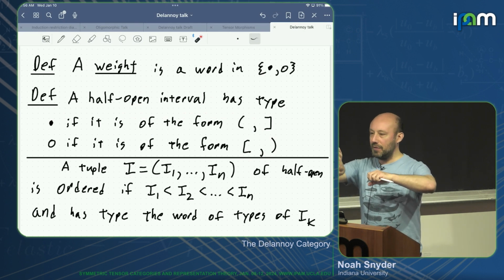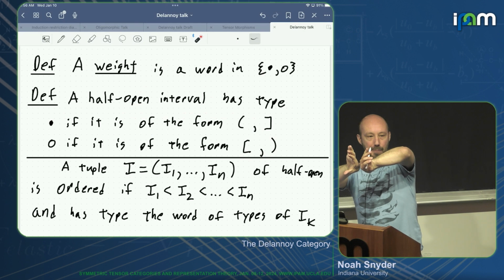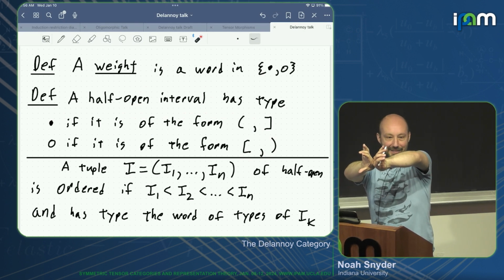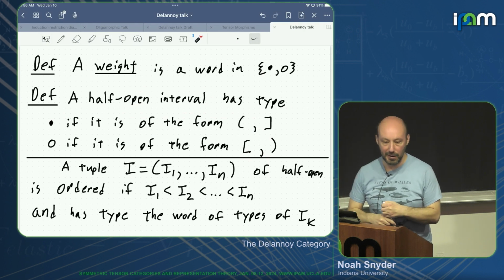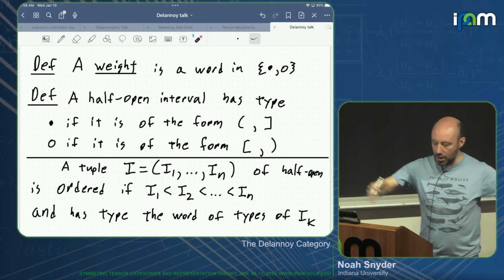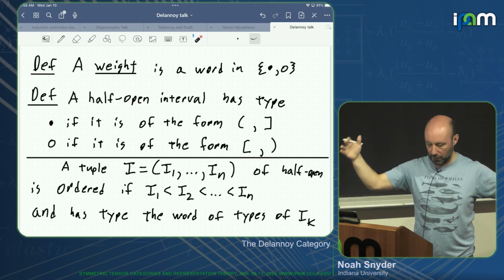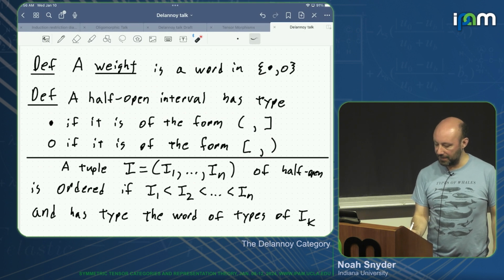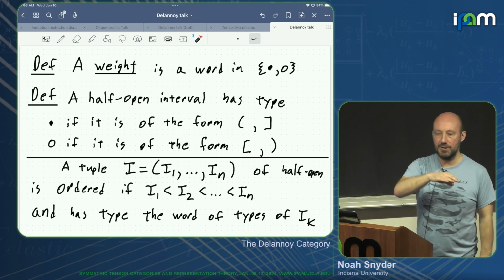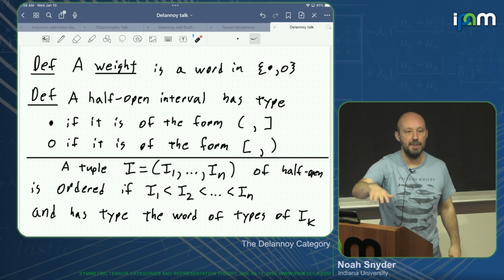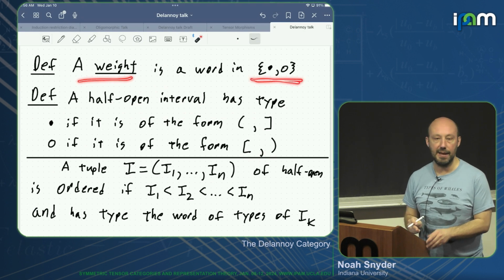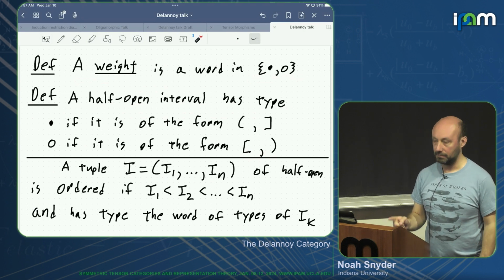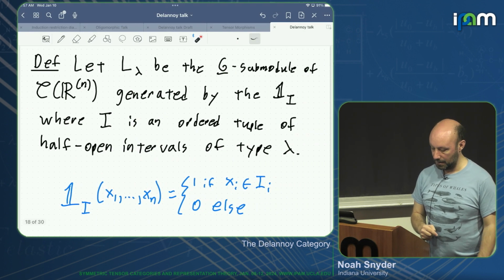Now, if one of them is closed and then the next one is open, they can kind of hit there, because all the points here are smaller than all the points there. So I can have some ordered collection of a bunch of half-open intervals on the line. I'm going to say it has type a word of the types of each of them. So I take the type of the first half-open interval, the type of the second one, et cetera, and that gives me some word in those two things. Okay, that's the baggage that I need to state the theorem.